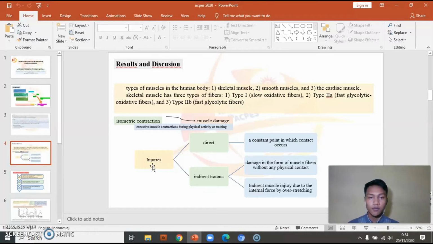Furthermore, skeletal muscle has 3 types of fibers. Number 1, type 1, slow oxidative fibers. Number 2, type 2A, fast glycolytic oxidative fibers. And number 3, type 2B, fast glycolytic fibers. In order to generate movement, the muscle will contract eccentrically and concentrically, which is also known as isometric contraction.